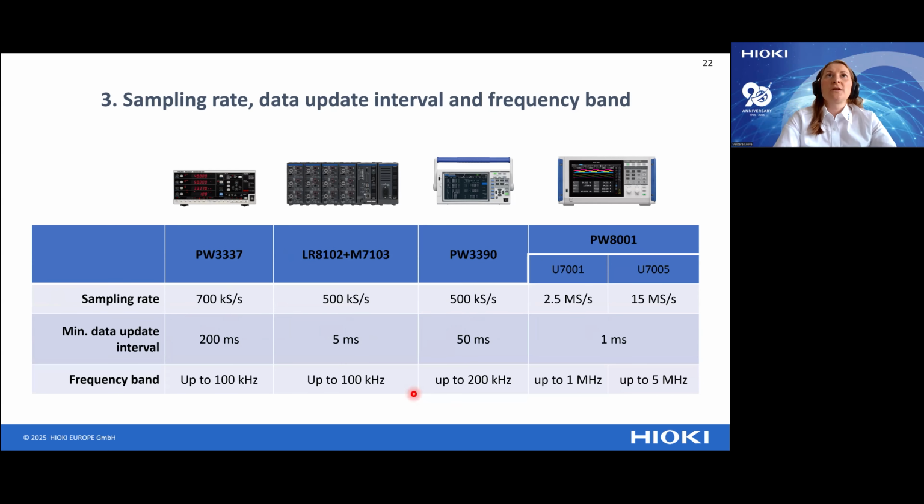We also discussed shortly about the sampling rate, the data update interval, and the frequency band, and how these are related to each other. And here you can see a very nice table that explains how these different devices compare in these three specification points. You can see that we have very different sampling rates, with the power analyzer as the most mighty tool, let's say, with the fastest sampling rate of up to 15 megasamples per second, and also the fastest update rate.